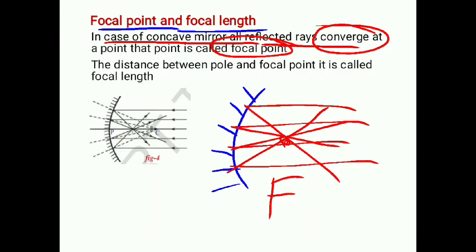Now let us define what is focal length. The distance between the pole and the focal point is called the focal length. It is denoted by small f.